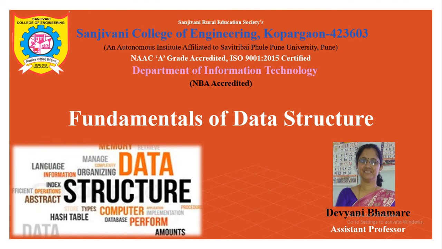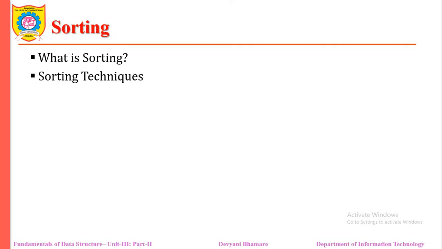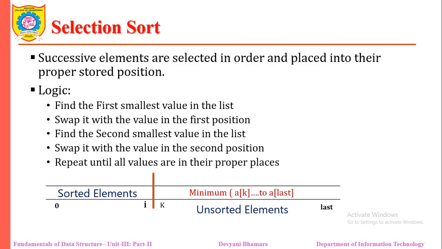So let me start with the next interesting method, the selection sort. In selection sort, successive elements are selected in order and they are placed into their proper place. The logic is that we need to find the first smallest element in the list and swap it with the value in the first position. In the second pass, we identify the second smallest element and swap it with the value in the second position.